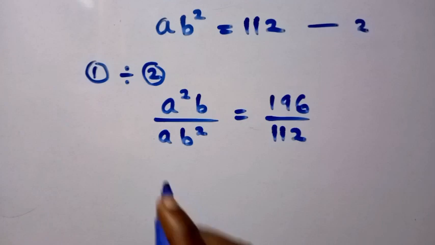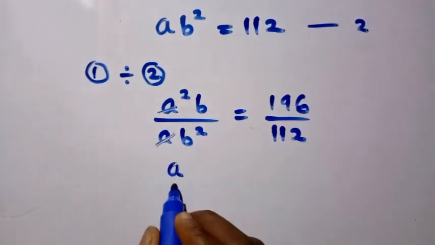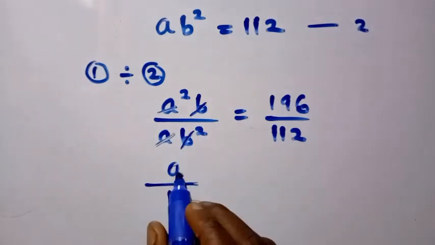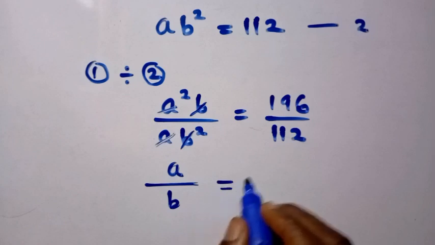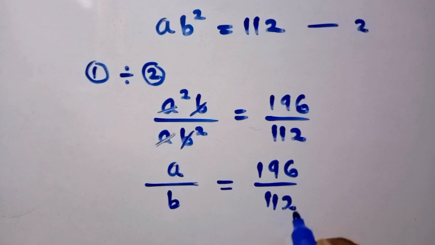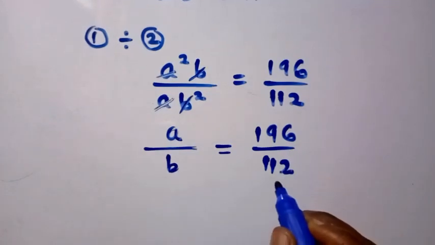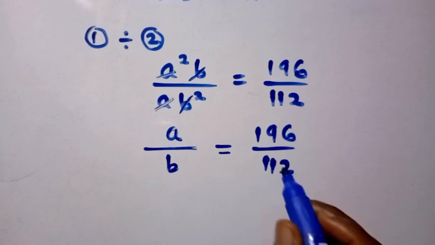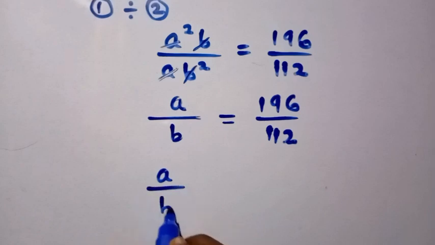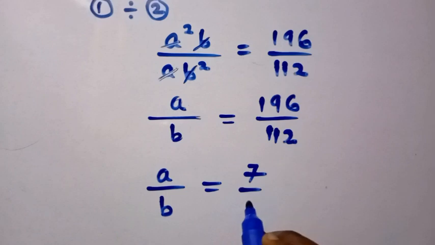Then 1a cancels 1a here. We have a divided by, then b cancels 1b from here. That is a over b equals 196 divided by 112. So when we break this down, we are going to have a divided by b equals 7 divided by 4.